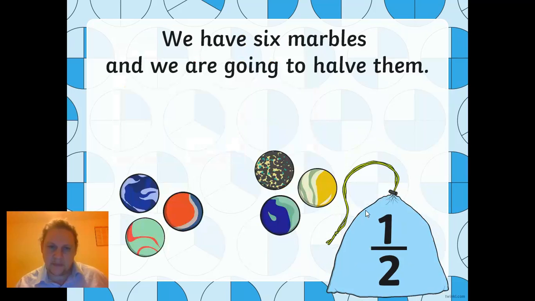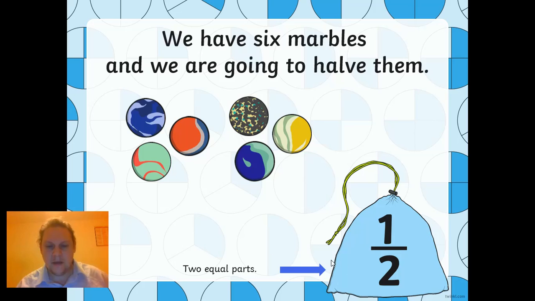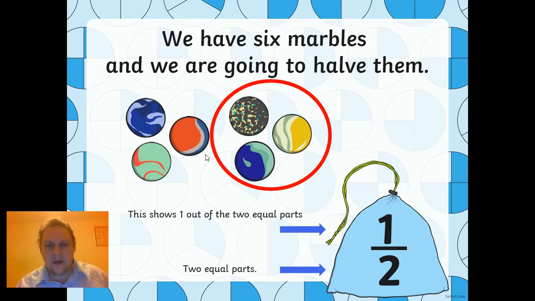We can of course divide up not only things like oranges and pizzas, we can divide up numbers of items or things. Here, we've got 6 marbles, and we're going to halve them. 1, 2, 3, 4, 5, 6. Now we've done it. We've got 2 groups of marbles. Each of those groups has 3 in it. We've divided the marbles into 2 equal parts or groups.